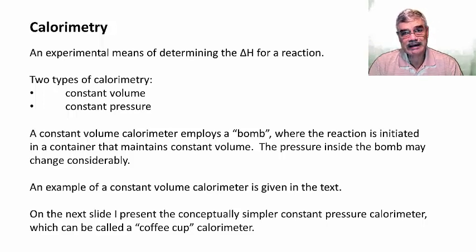But let's say we have a reaction for which we have no tables, no data, but we want to be able to experimentally determine the enthalpy change. Well, to do this, we use the method called calorimetry. And there are two basic types of calorimeters. One is called a constant volume calorimeter, and the other is called a constant pressure calorimeter. A constant volume calorimeter sometimes is also called a bomb.